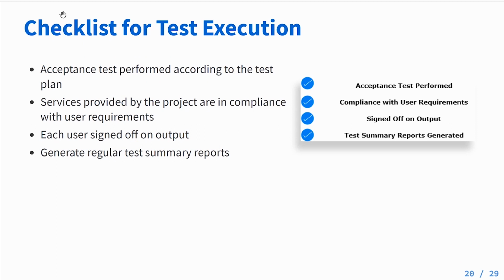For test execution, we're also going to have a checklist. We want to make sure that, 1, the acceptance test is performed according to the test plan. 2, services are provided by the project in compliance with the user requirements that are driven. 3, each user has signed off on output. And 4, we want to generate regular test summary reports. That way we have some documentation to look at afterwards.